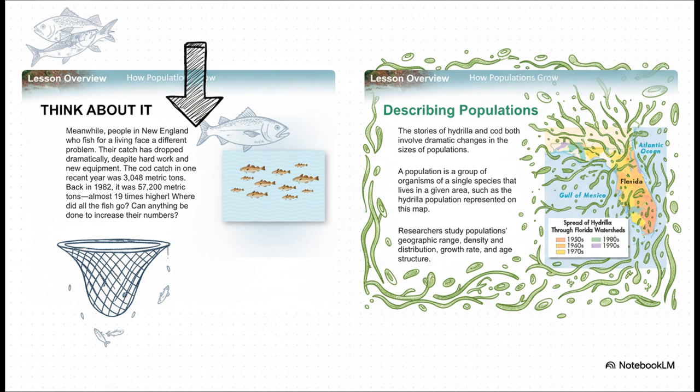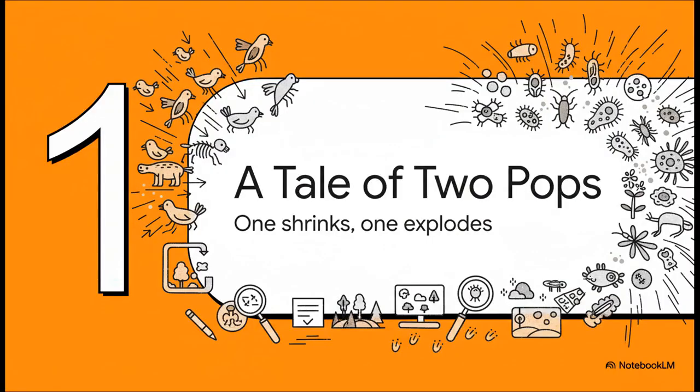But on the right, you see the exact opposite. This is an invasive plant called hydrilla, and this map just shows its unstoppable takeover of Florida's waterways. Two totally different outcomes. So you've got this puzzle, right? One population is crashing, the other is just taking over everything.